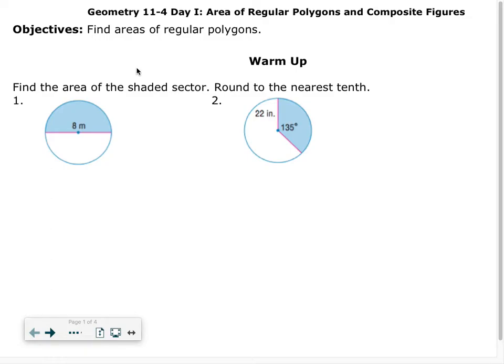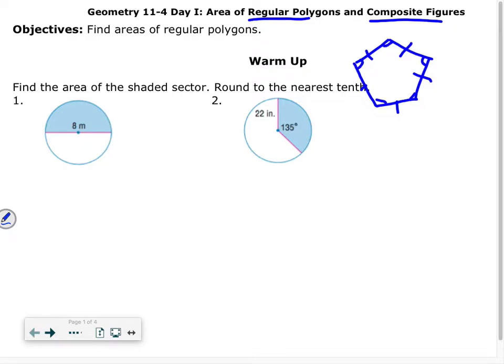We're going to take a look at Chapter 11, Section 4, Day 1, area of regular polygons and composite figures. We're going to break this up into two different lessons. Regular polygons, we're simply talking about pentagons, octagons, shapes where all the sides are the same and all the angles are the same as well.